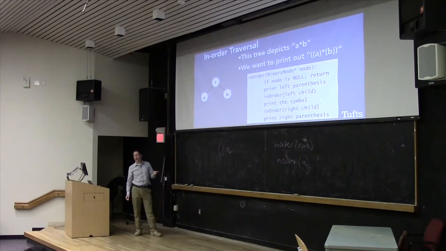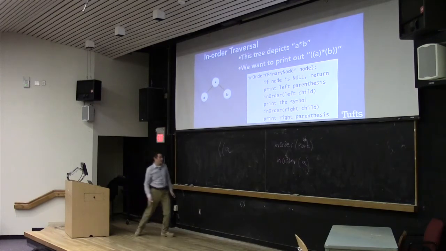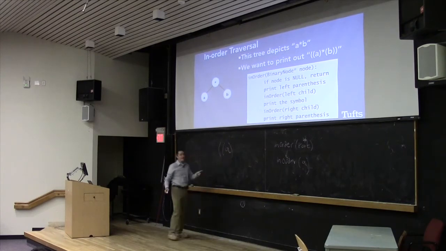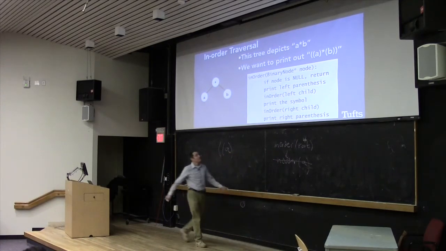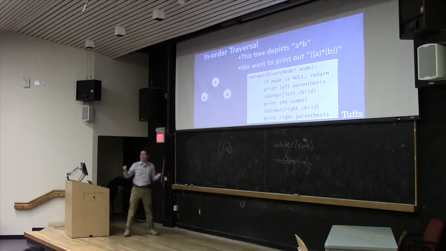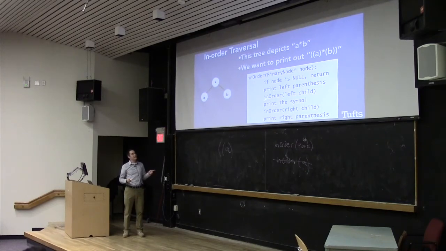Then we do in order right child. Same deal as before. A doesn't have any right child. So it's going to go into the function and it's going to return. And then we're going to say print right parentheses for A here. And then A is going to be done. Right? We're done with A. And we are back at the point after we did the in order left child for star, because that's where we left off. We went here, did some stuff. Now we're back to here, after in order left child.